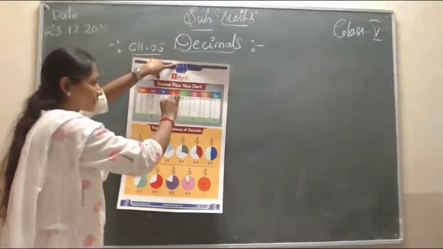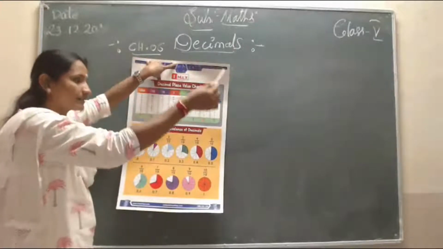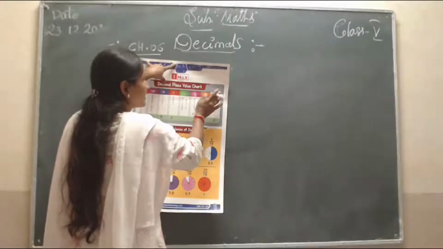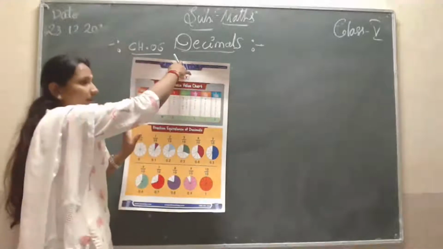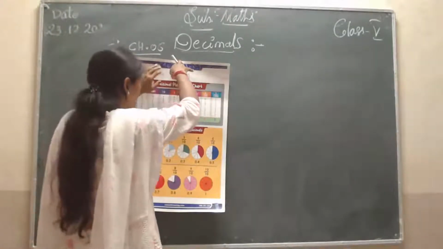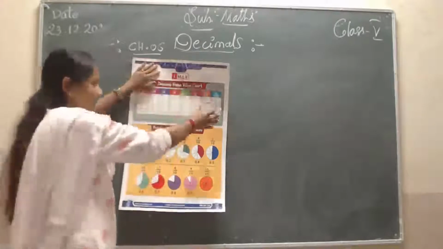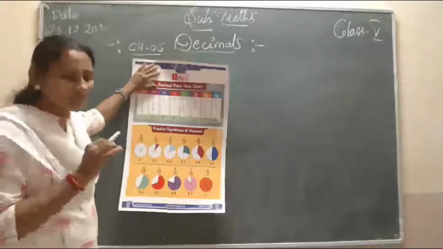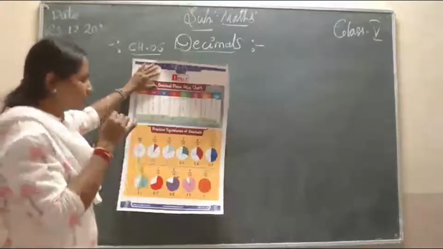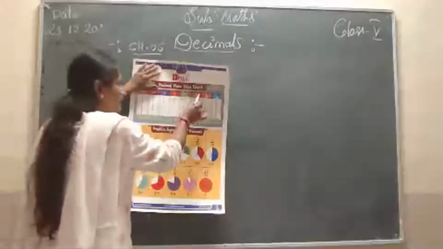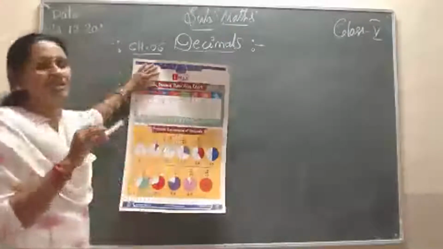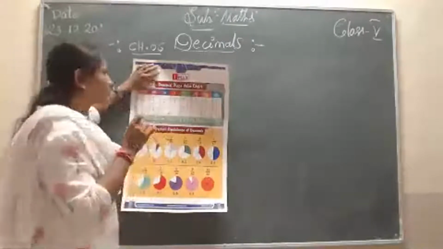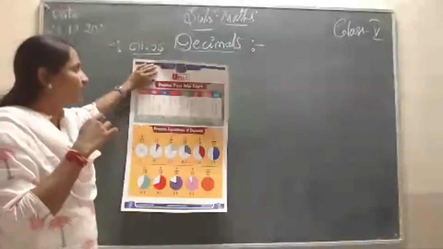Afterwards, students, on the right side and the left side, the right side is the decimal part. In the decimal point, afterwards, you have to take 1 by 10. 1 by 10 means you have to consider it as tenths. So what is the difference between the two parts, the decimal part and the whole part?